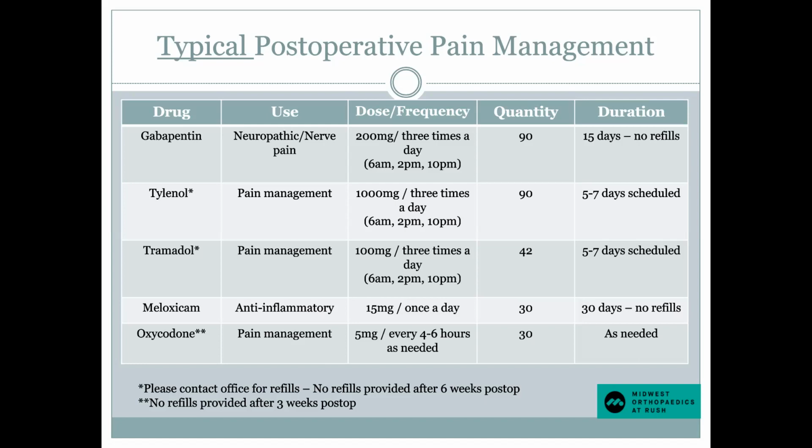And then the oxycodone is going to be your severe breakthrough pain management drug. This can be taken 1 to 2 tablets every 4 to 6 hours as needed for severe breakthrough pain. We do recommend spacing this out from the tramadol by at least 1 hour so that you don't have the same side effects of nausea, vomiting, or fogginess.